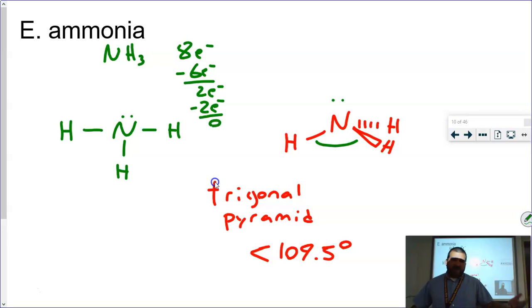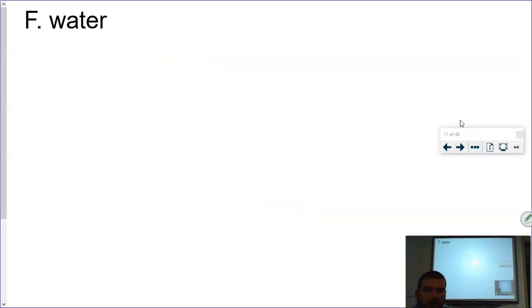But I figured since we're here, we can learn that that lone pair is a little more repulsive, or has a slightly stronger repulsion force, and as a result, these angles just get pinched a tiny little bit. Okay, so we'll call this less than 109.5 for that angle. All right, next one. Let's go to water.